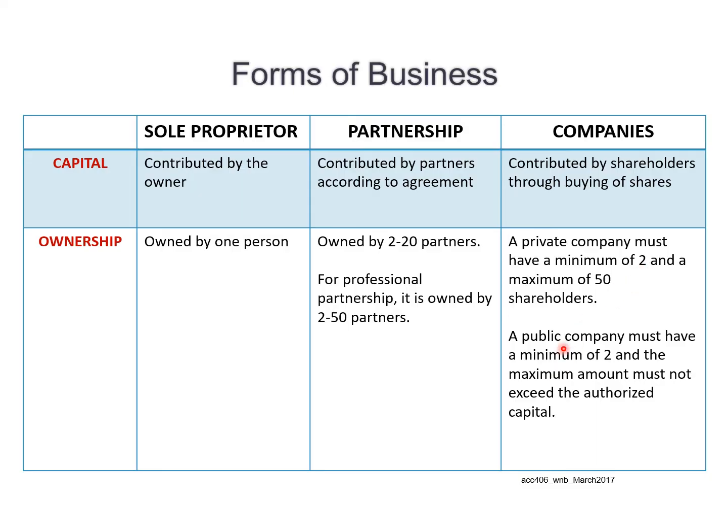Kalau public company, yang ni adalah syarikat berhad, okay, dia must have minimum of 2 and maximum must not exceed the authorized capital. So, public company adalah company yang berhad. Okay.